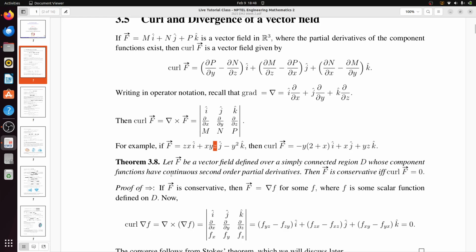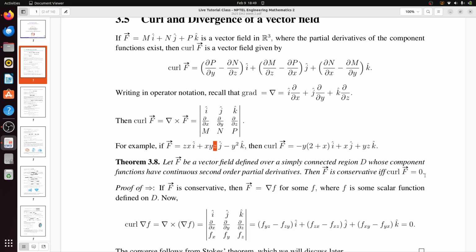Now let vector F be a vector field defined over a simply connected region D whose component functions have continuous second order partial derivatives. Then vector F is conservative if and only if curl of F is equal to 0. So this is an if and only if condition. So you have a vector field F. What does this theorem tell you? That you have a vector field F defined over a simply connected region D whose component functions have continuous second order partial derivatives.